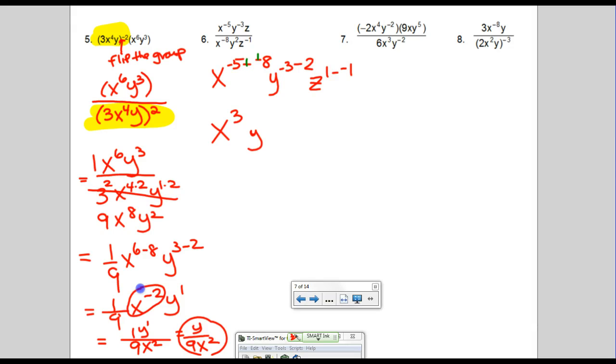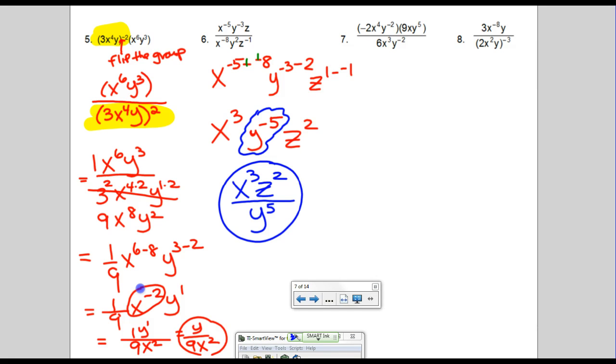Negative 3 minus 2 is negative 5. And then z to the 1, take away negative 1, is actually going to add up to be z to the second. Okay, and again, only because my direction said so, I have to get rid of this negative on the 5. So that one's going to flip. X to the 3rd, z squared is going to stay. And then y to the positive 5, the flip takes off the negative.